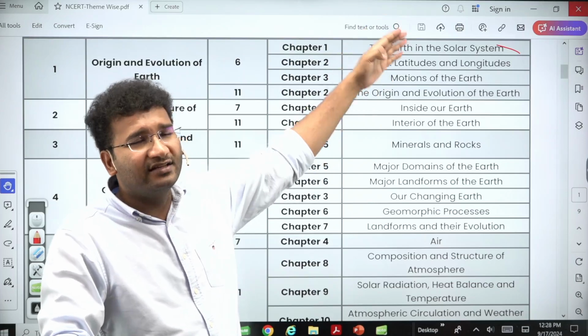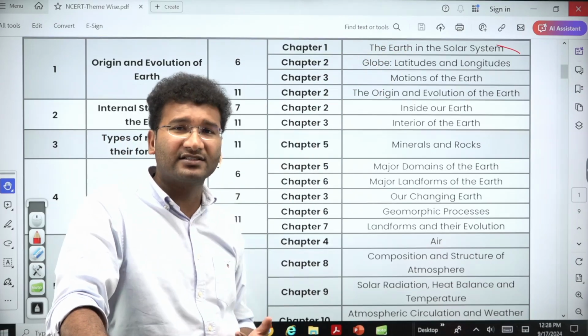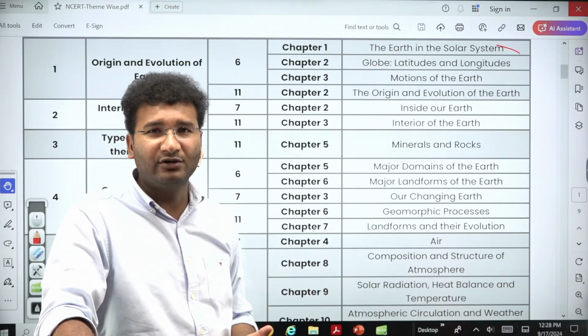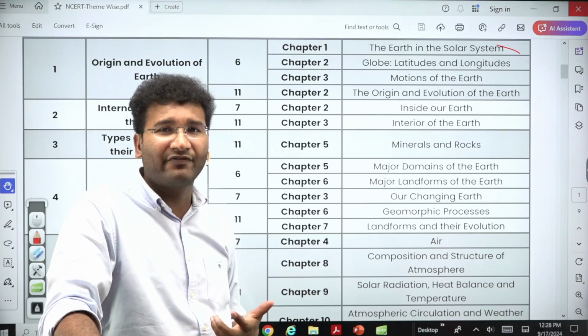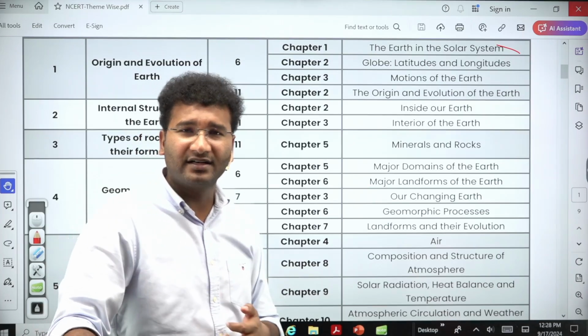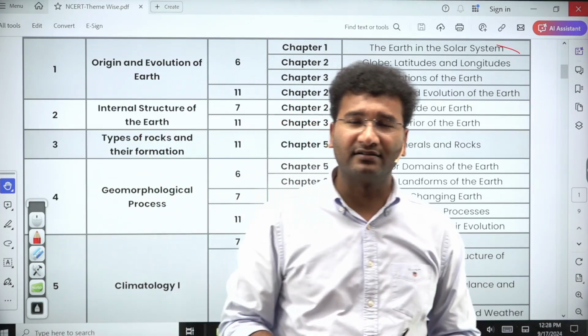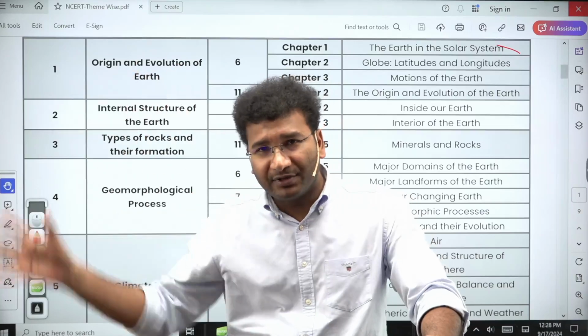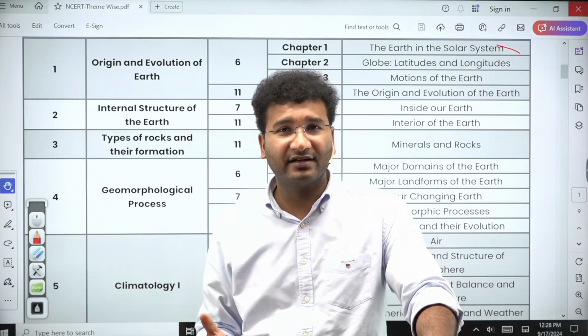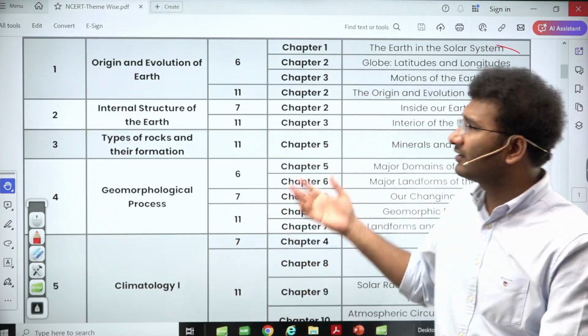Now to understand these concepts, you also need to have an understanding about the origin and evolution of the earth, that is, how the formation of the earth took place. In yesterday's class, I explained in a detailed manner how the formation of the earth took place, the Big Bang theory and so on. So today we will continue with this.